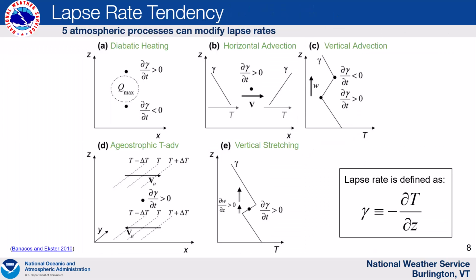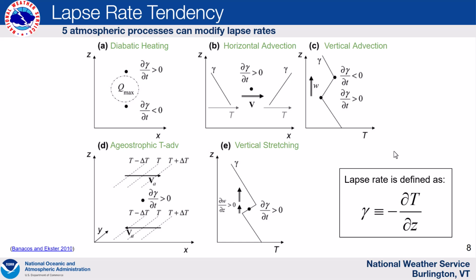In a paper by Bluestein and Exter in 2010, a lapse rate tendency equation is shown that describes 5 atmospheric processes that can modify lapse rate. We'll first note that lapse rate, denoted by gamma, is defined as the negative of the vertical temperature change with respect to height, such that the normal decrease of temperature with height in the troposphere yields a positive value of lapse rate.